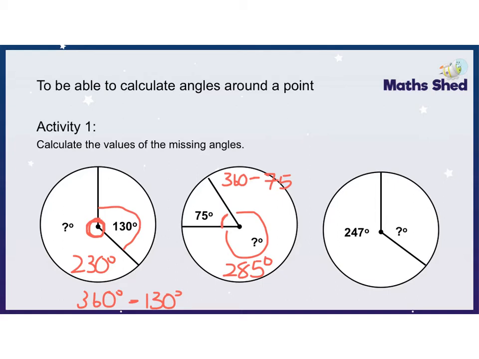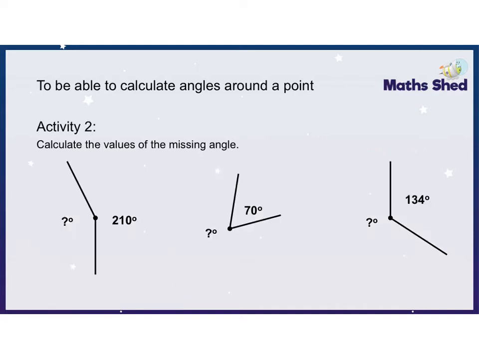Okay, and we've got the last one here, so that's 247. In order to work out this one, we're going to do exactly the same thing. 360 degrees take away 247 degrees, and my answer would be 113 degrees.